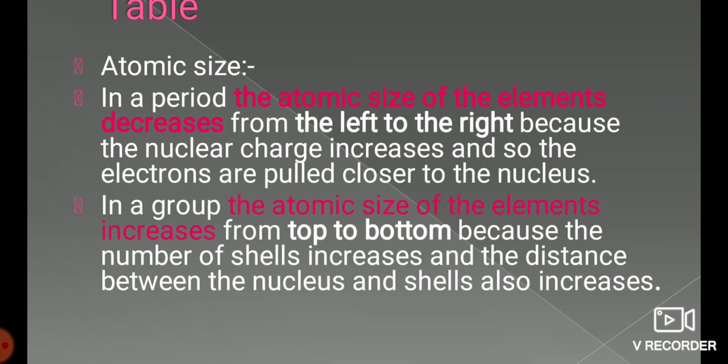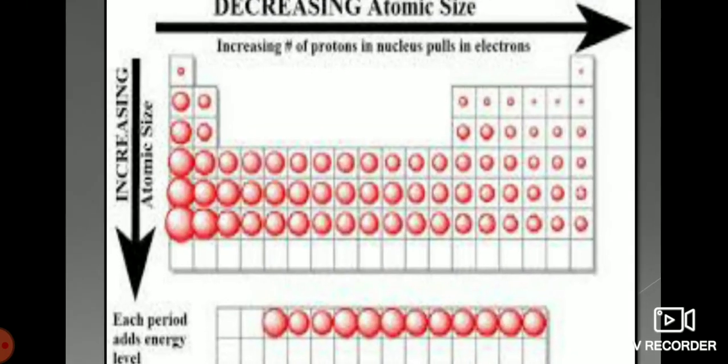As we all know, atomic size is just considered as the atomic radius. You all are familiar with the term atomic radius: each and every atom has an atomic radius, which is considered the size of an atom. So it has been gone through.